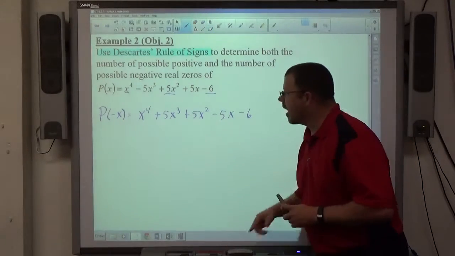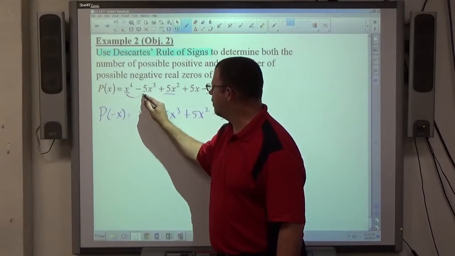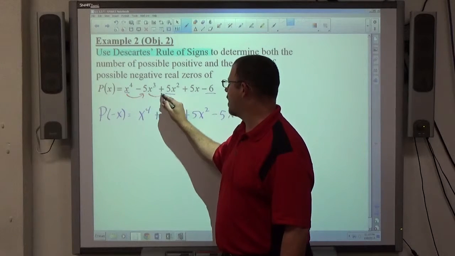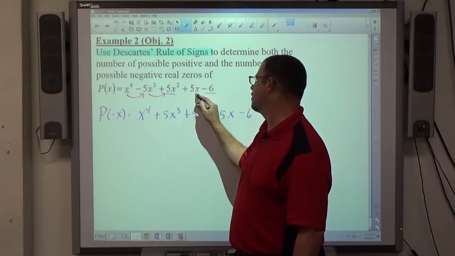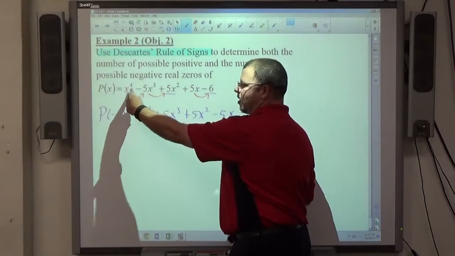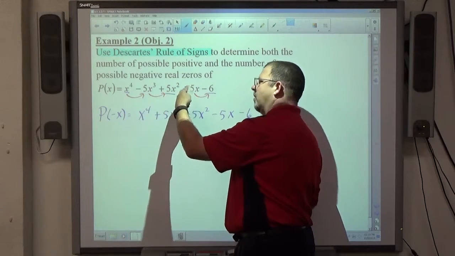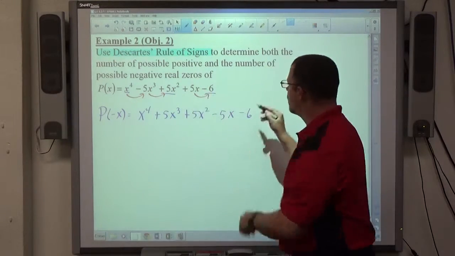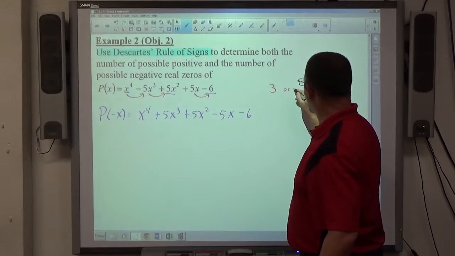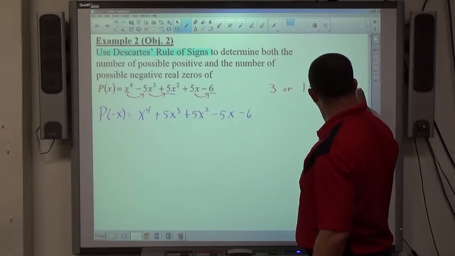Then I have to count variations in sign. So originally in p of x, I've got positive to negative is 1, negative to positive is 2, positive to positive stays the same, positive to negative is 3. So positive changes to negative 1, back to positive 2, stays positive, doesn't count, changes back to negative 3. So there are 3 or 1 positive roots.